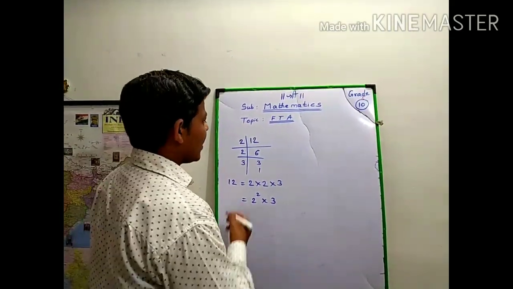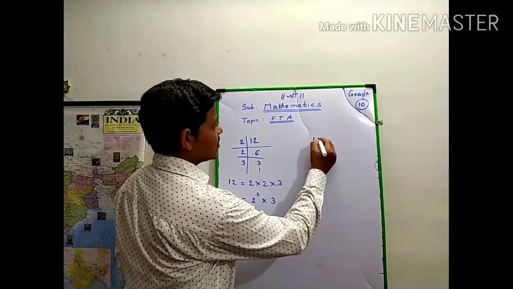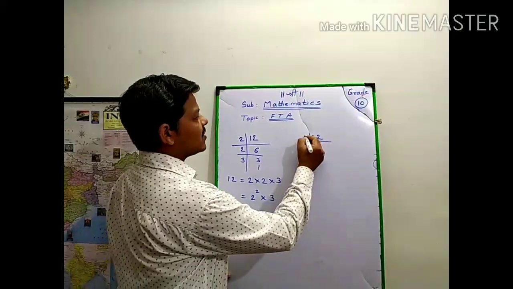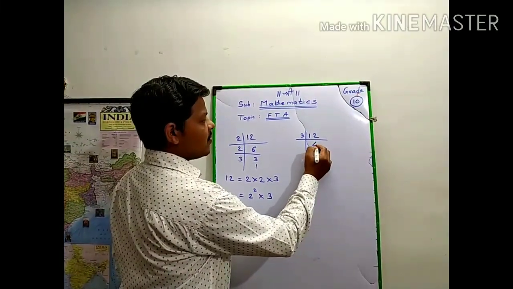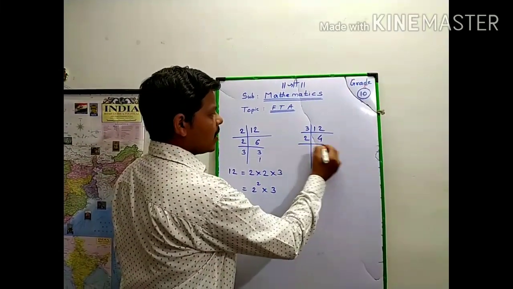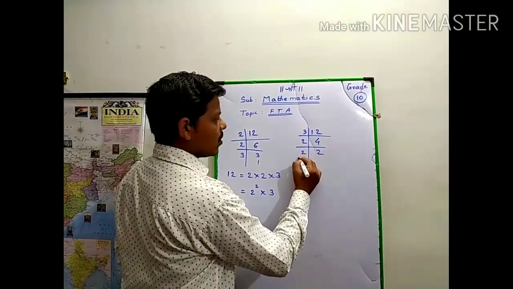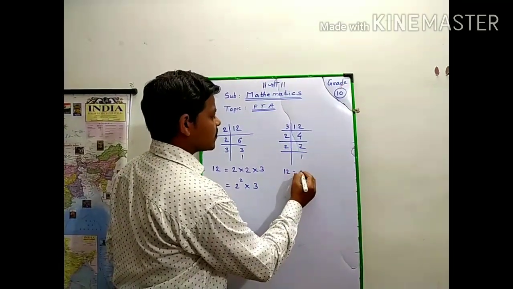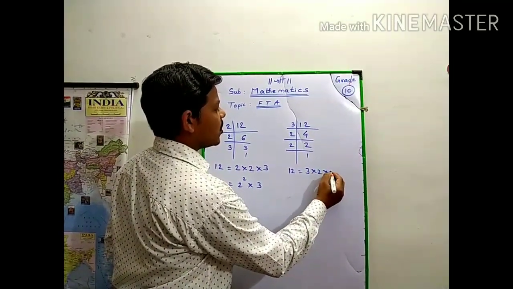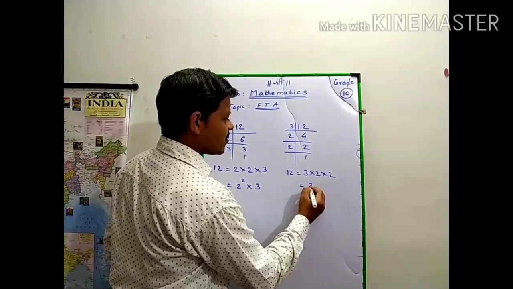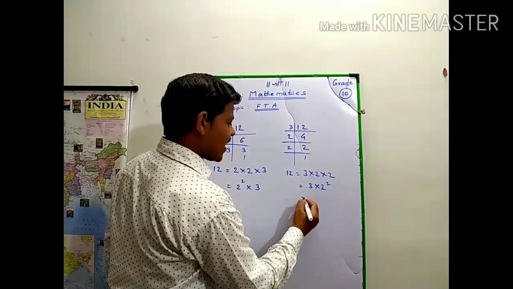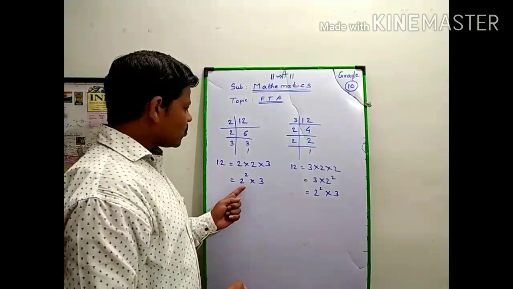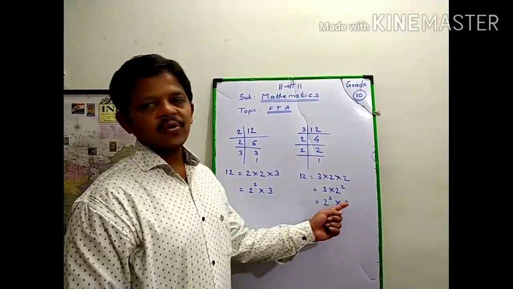Or look at another way of prime factorizing 12. Suppose, for the same number 12, instead of starting with 2, I had started with 3. Then 3 fours are 12, 2 twos are 4, 2 ones are 2. And again, this 12 would have been 3 into 2 into 2. That is 3 into 2 square, which is again 2 square into 3. So here also 2 square into 3, here also 2 square into 3.